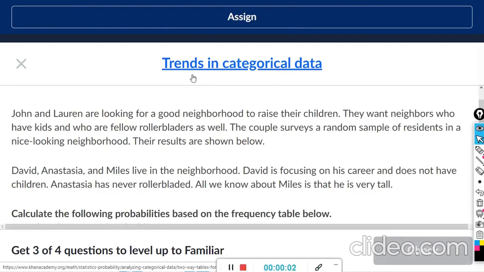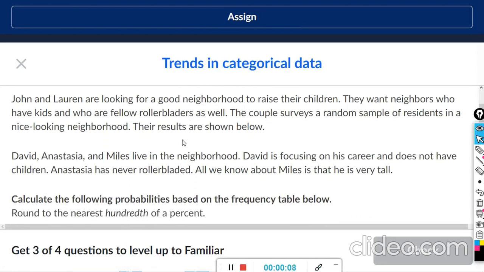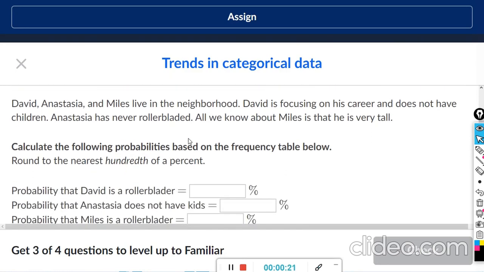This will be for the con assignment, trends in categorical data. Okay, John and Lauren are looking for a good neighborhood to raise their children. They want neighbors who have kids and who are fellow rollerbladers as well. The couple surveys a random sample of residents in a nice-looking neighborhood. The results are shown below.